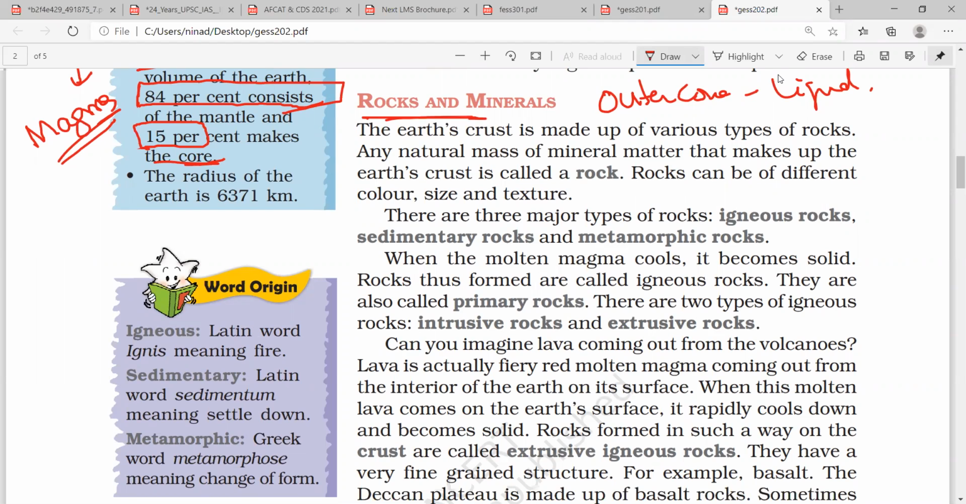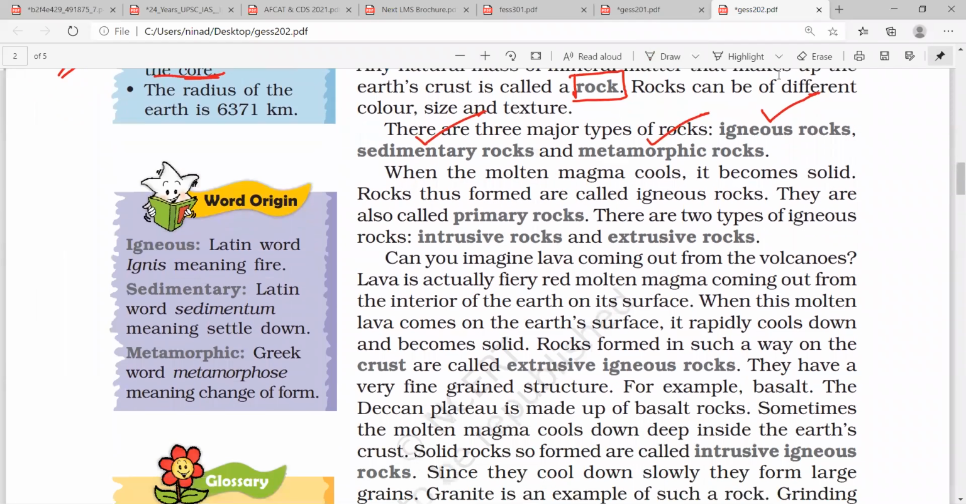Next is rocks and minerals. So write down the heading called rocks. There are three types of rocks: igneous rocks, sedimentary rocks, and metamorphic rocks. Igneous rocks are known as primary rocks. Please write this down, this is a repeated question. Primary rocks, that means they are the mother of all rocks.